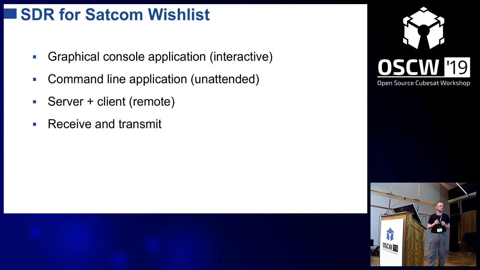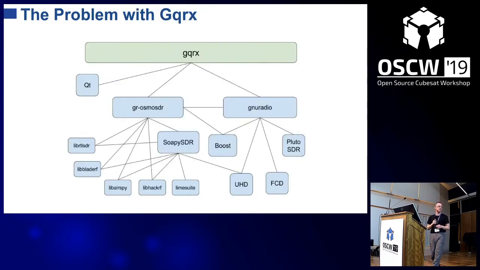So when we decided to try to make these applications, we said, okay, we have GQRX, let's split it up and see what we can do with it. But then we realized that maybe it wasn't such a good idea, because this is actually an outdated dependency diagram of various libraries that GQRX uses. And this is what happens when you don't put sufficient effort into designing your software, but just have an idea and start coding and see what happens.